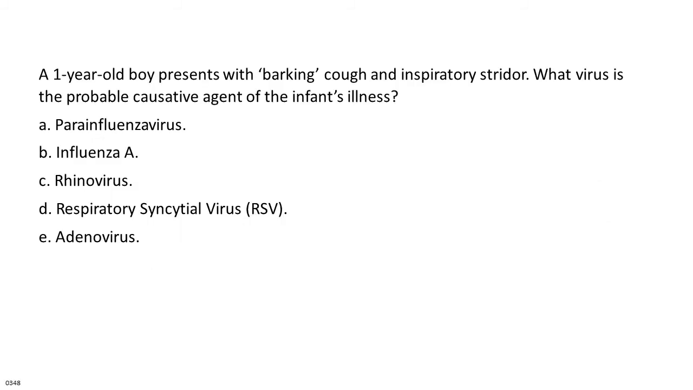A 1-year-old boy presents with barking cough and inspiratory stridor. What virus is the probable causative agent of the infant's illness? A. Parainfluenza virus. B. Influenza A. C. Rhinovirus. D. Respiratory syncytial virus, RSV. E. Adenovirus.